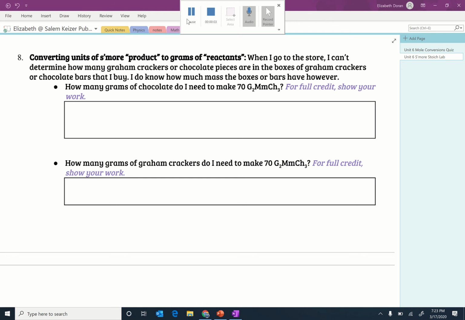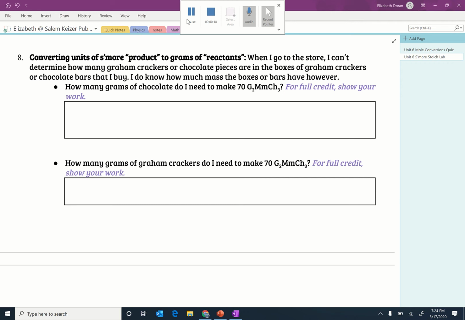Okay, moving on to question number 8. Here you're supposed to figure out how many grams of chocolate you need to make 70 s'mores. So here is where we're going to use math that maybe looks like how we're going to do stoichiometry problems.